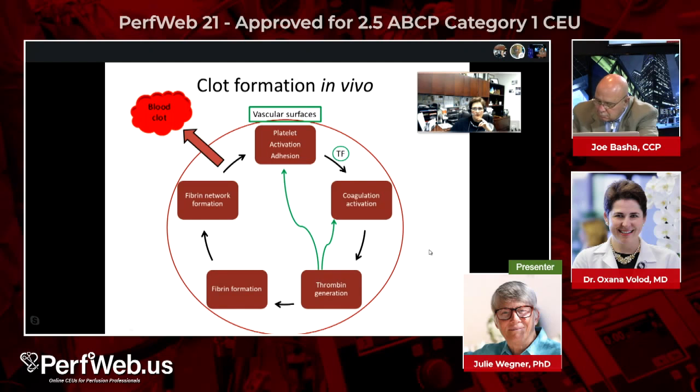An important factor to understand in this in vivo environment is that if the patient is taking platelet inhibitors, it inhibits coagulation because it doesn't allow the platelets to attach or stick to the surface. Therefore, if you don't get platelet sticking, you don't get platelet activation, adhesion, and this whole process to occur. That's how platelet inhibitors work in vivo.